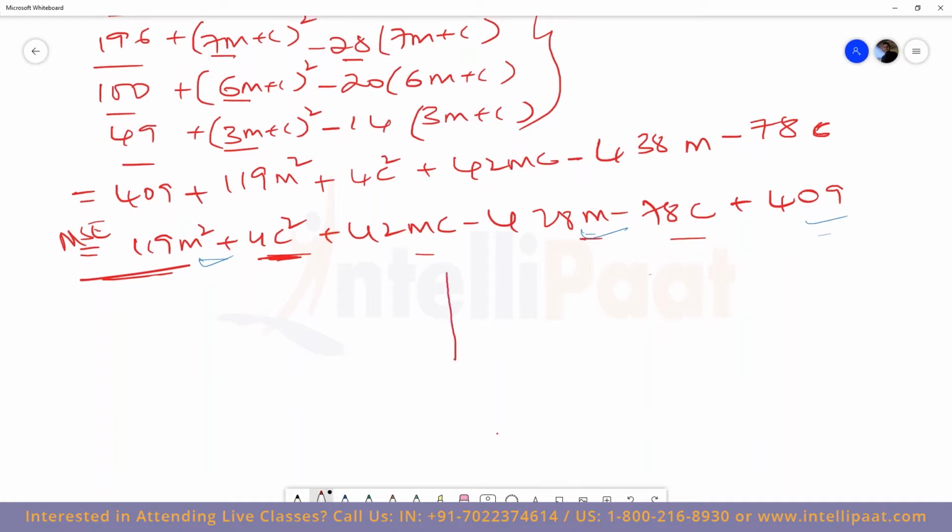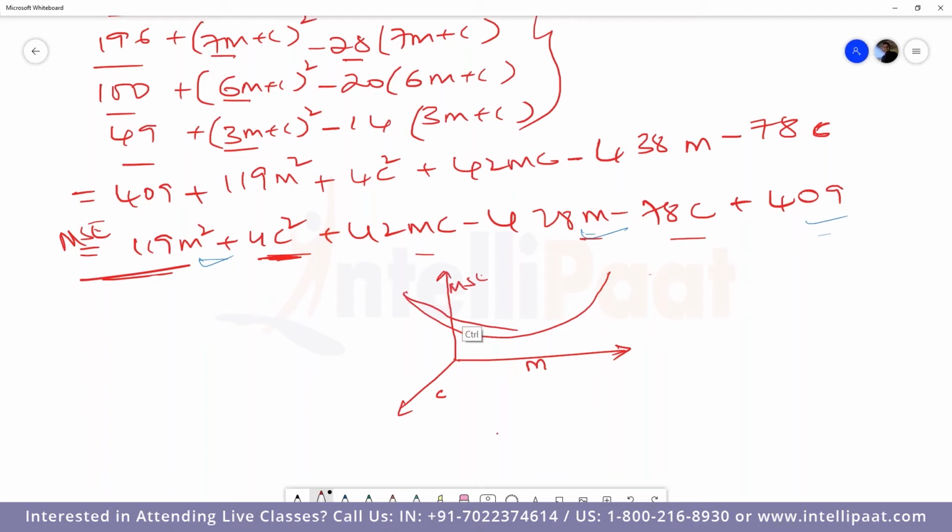Let me give it a try. So it looks like this. This is M, this is C, and this is your MSE. I can only draw in 2 dimensions, but think of this as a bowl, as a bowl that is kept in your room.